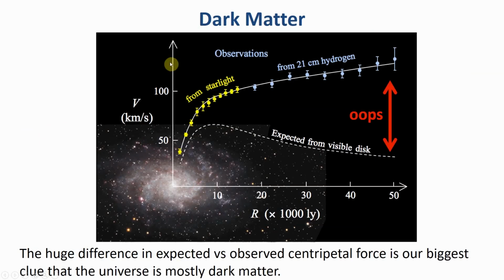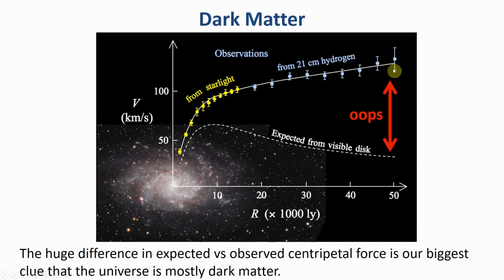Here I've got velocity versus the radius out from the center of our galaxy. What I expect is this dashed line here. I expect the stars to be going this fast, I expect them to be going slow. Now what's happening is they're actually going really, really fast.